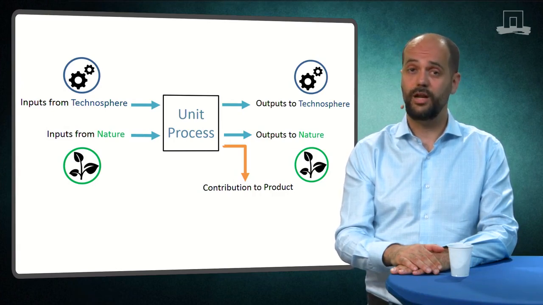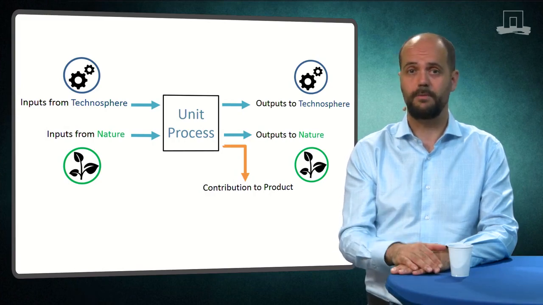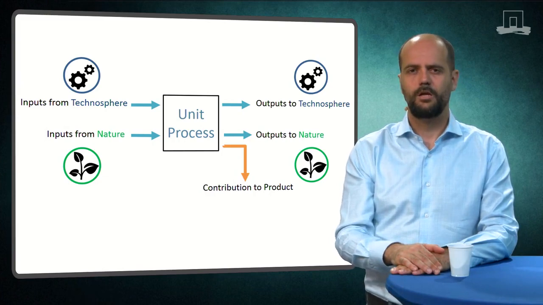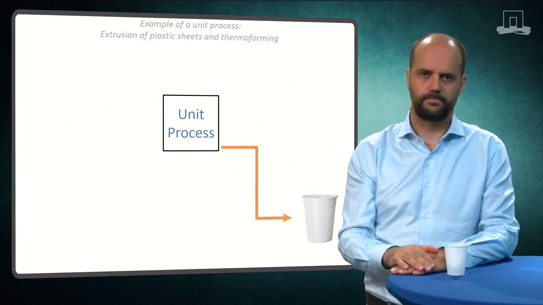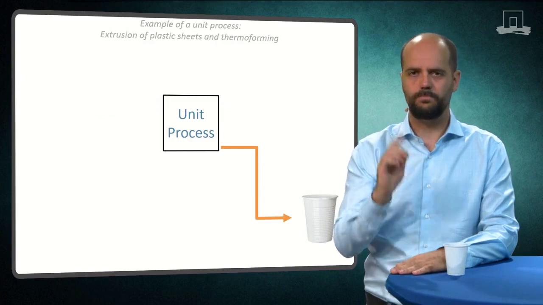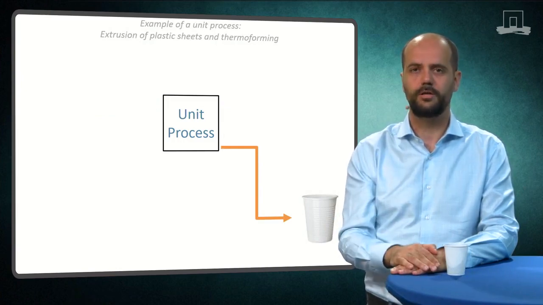The distinction is relevant to whether the material flows will end up in the biochemical cycles with unwanted consequences, or whether the materials will remain within the man-made environment for a certain amount of time before eventually ending up in the environment. So let's bring this back to our coffee cup example. Let's take out one unit process. Let's say the extrusion and thermoforming of plastic cups.